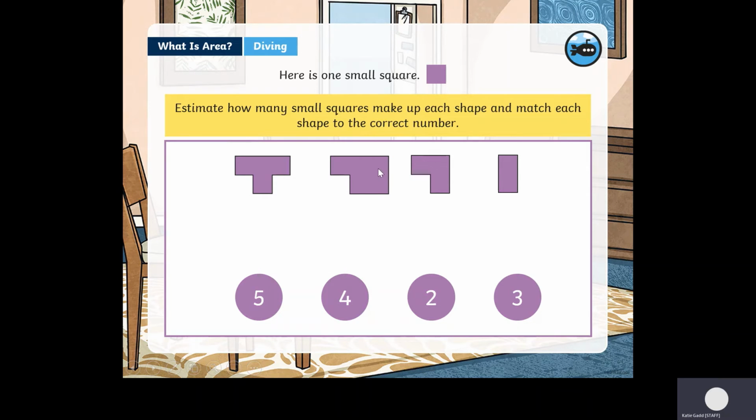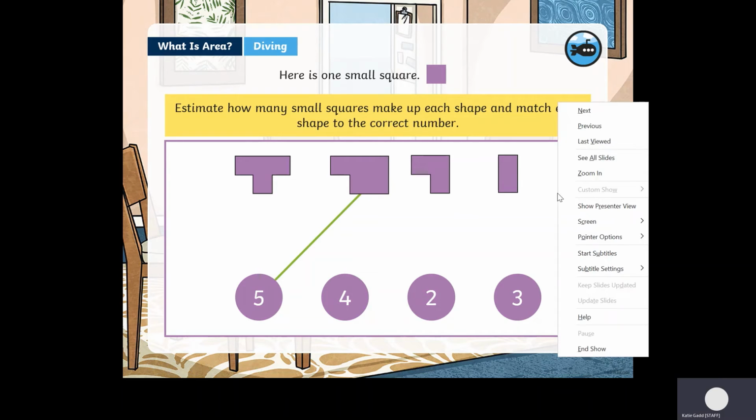And then this one here, this kind of looks like a longer version of that one. So it looks like 1, 2, 3, like this one, 1, 2, 3, and then it's got this shape attached to the end of it. So 1, 2, 3, 4, 5. So I think that should be a 5. Let's check. Yep, that's right. So that's got 5.